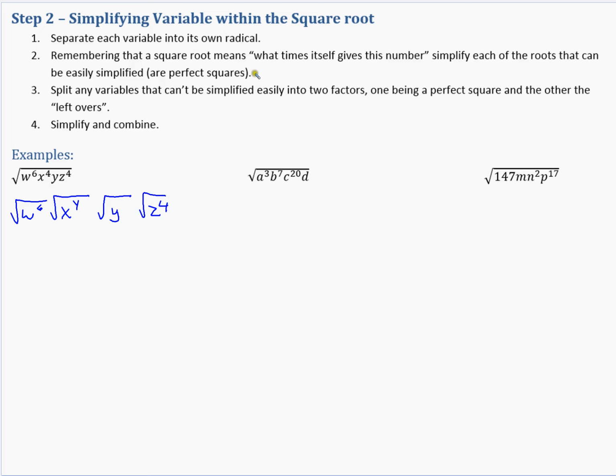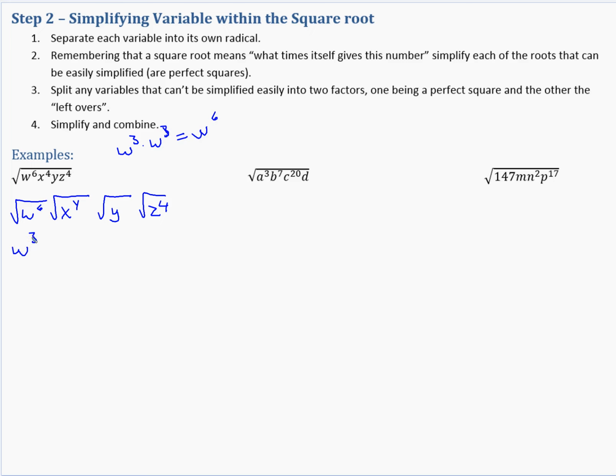And now we're going to remember that the square root means what times itself gives this number. And then we're going to try to simplify these, and some of them are going to be simpler than others. So the square root of w to the 6th. What times itself equals w to the 6th? Well, w cubed, as long as you remember your rules for exponents, w cubed times w cubed will equal w to the 6th because we add those exponents. So the square root of w to the 6th is w cubed. I've seen a mistake of people still putting their square root there. We took the square root, so it's just w cubed.